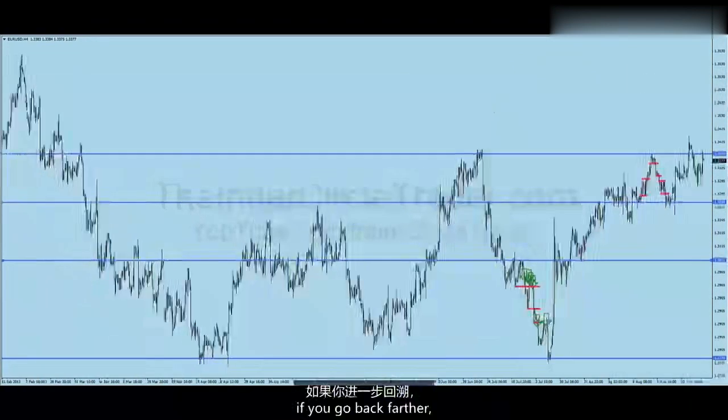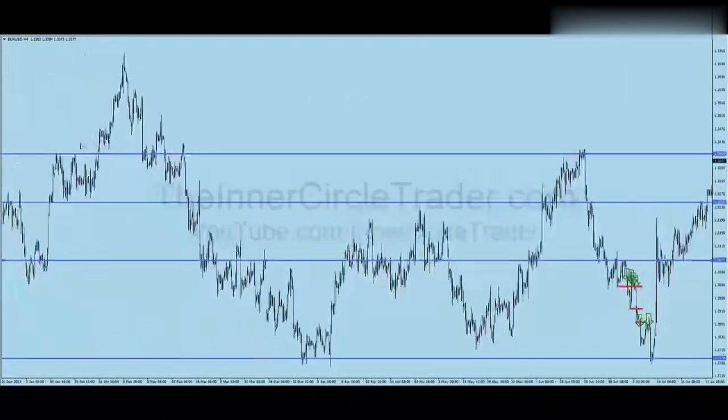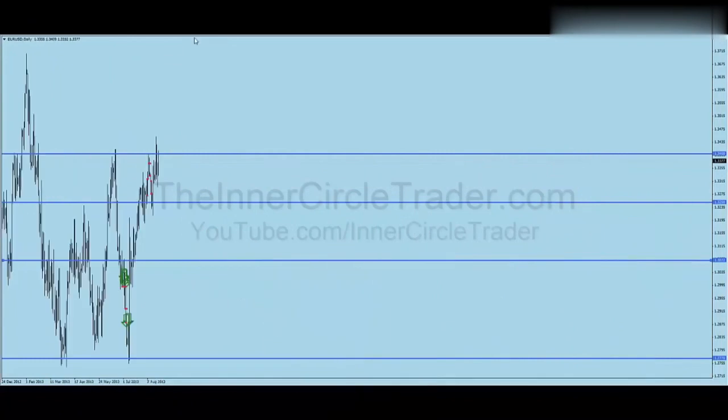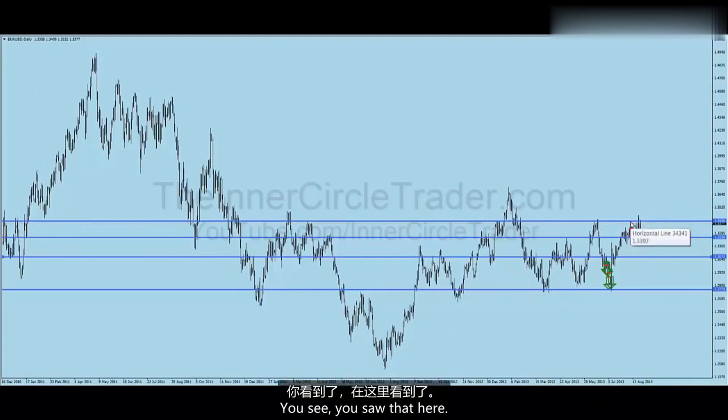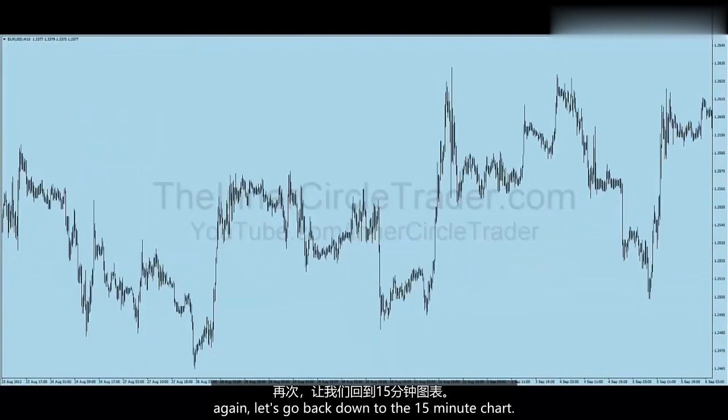If you go back farther, look at these highs. See that? How about if we go out to a daily chart? Here's those highs we just looked at. Look at this high. Look at the lows here. See the highs here? You don't think that level's sensitive? Okay, you saw that here. Okay, so again, let's go back down to the 15-minute chart.